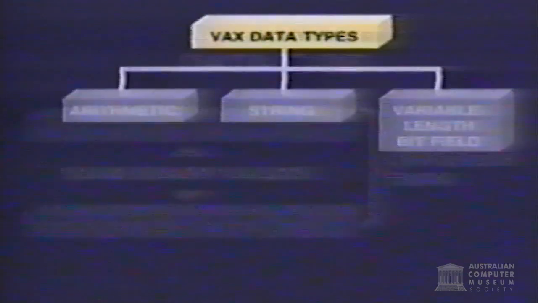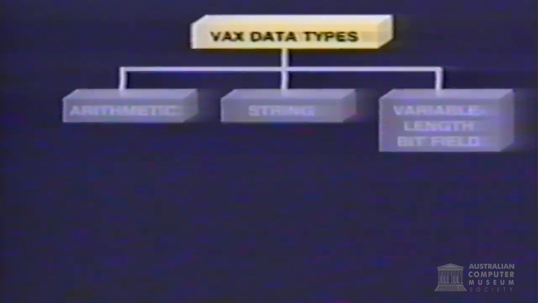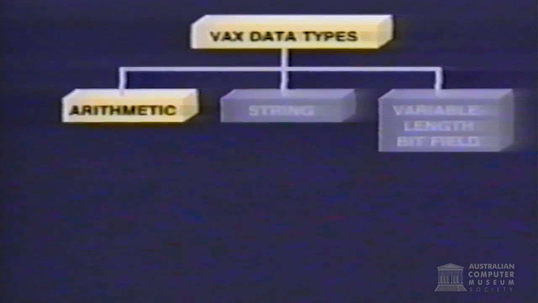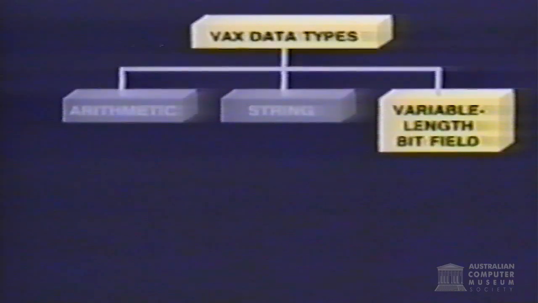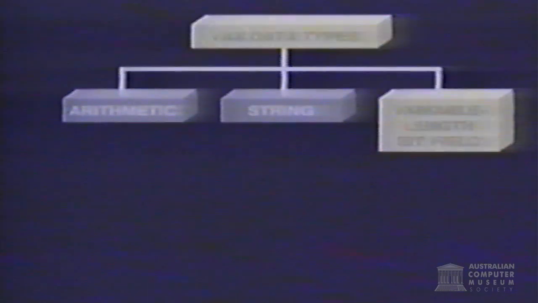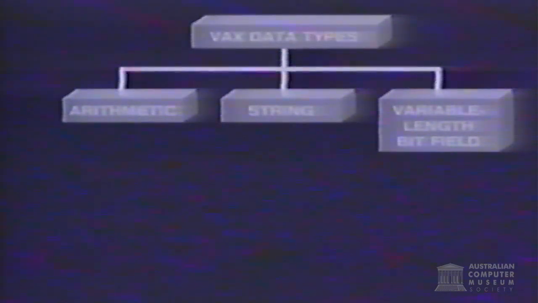There are 3 general categories of data types defined in the VAX architecture: arithmetic data types, string data types, and a unique data type called the variable length bit field. We'll examine each of these data types briefly. Information is also included in your course reference guide. Let's begin with the arithmetic data types.